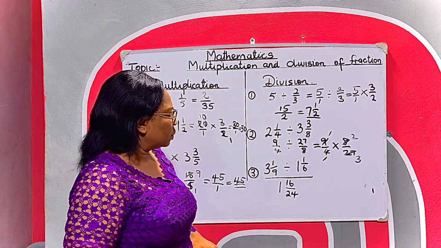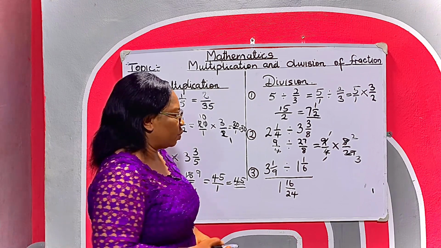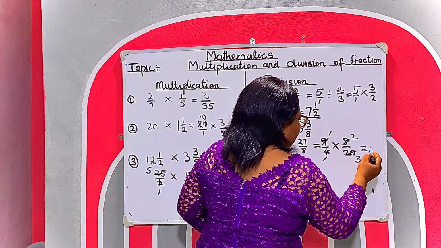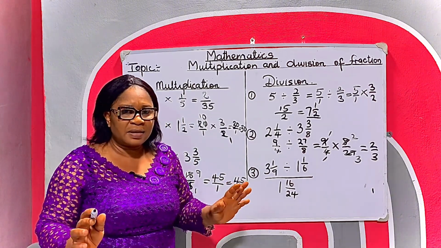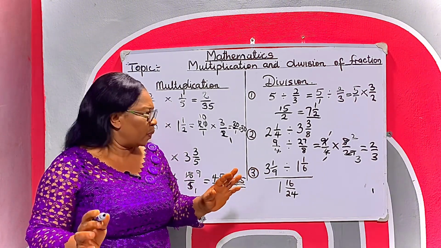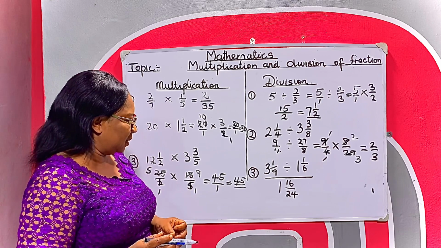Good. So what do we have left? We have 2 over 3. 2 over 3. That's the answer. Simple. Look at this one.